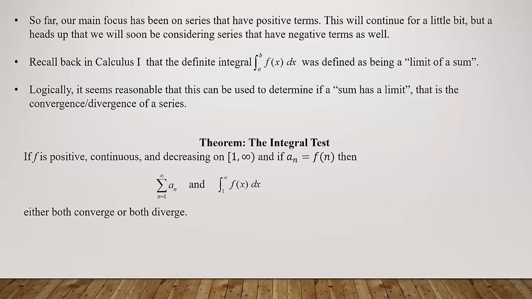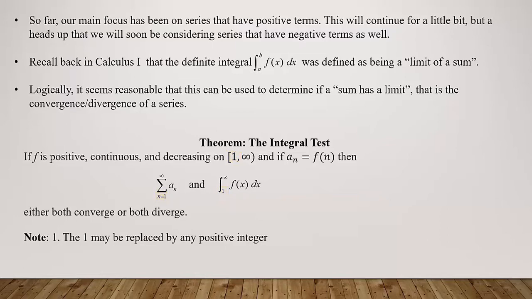So here's what's kind of cool. We're going to use an improper integral, see if an improper integral converges or diverges, and then that's going to tell us the behavior of the series. Quick note here, in this theorem, the number 1 may be replaced by any positive integer. So you could replace the 1 with a 3.